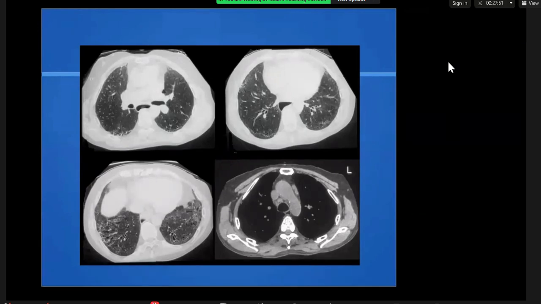So there is again traction bronchiectasis with some fibrosis, ground glass change in the bases. I think the esophagus is dilated, which would point to a connective tissue disorder, and I would think along the lines of scleroderma.